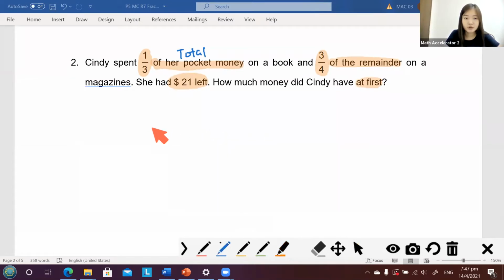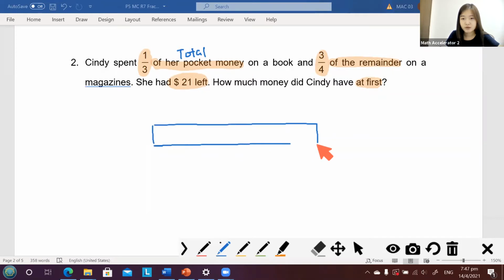So first step, draw your entire model. This is all of her pocket money. So how do I split it? Look at the fraction that belongs to her pocket money, which is this 1/3 over here. Denominator is 3. So we're going to cut it into 3. She spends 1 out of 3 on a book. So let's label 1 out of the 3 for book. B for book.